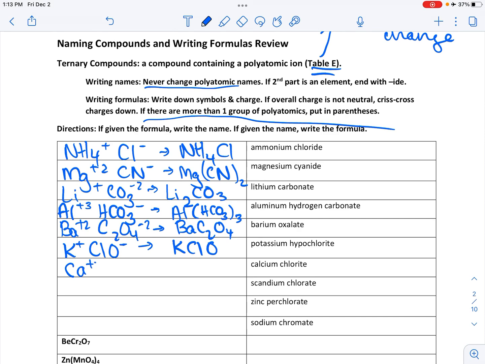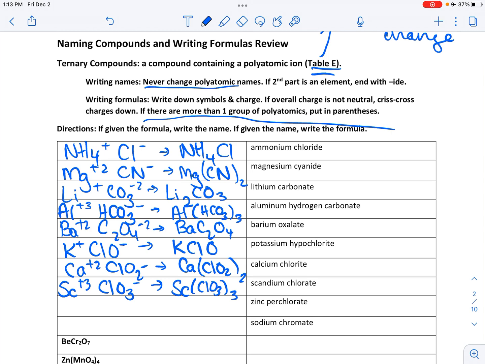Calcium is Ca+2. Chlorite, ClO2 -1. So that's not neutral. So Ca would have a 1 crisscross down, which we don't write. ClO2, that whole thing in parentheses, 2 outside. Scandium, Sc+3. Chlorate, be careful, a lot of these sound really similar, so you really have to look. So that's not neutral, Sc, the whole thing, 3 outside.